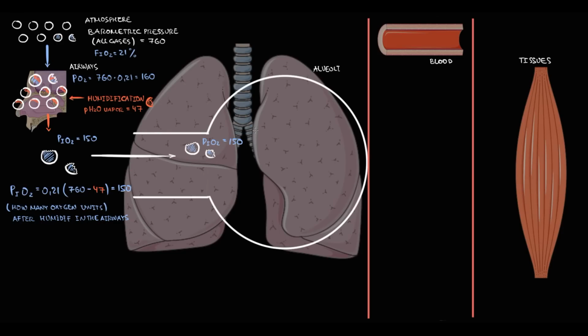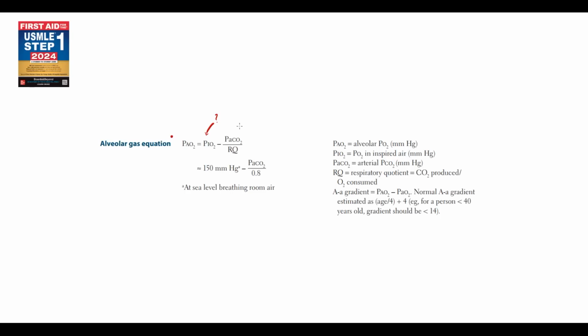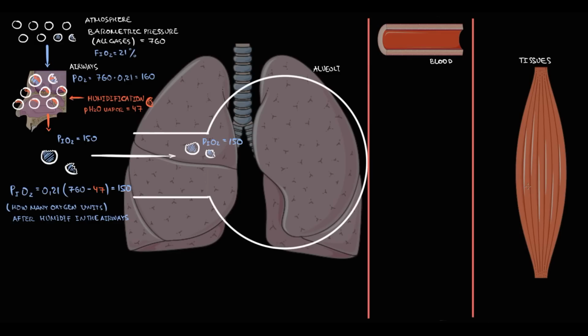So now we understand the first part of the formula. But what about the second part? Why do we include into the equation the partial pressure of carbon dioxide? So let's explain the role of carbon dioxide and respiratory quotient. During cellular respiration, as a waste product, tissues produce carbon dioxide. After this, carbon dioxide diffuses into the blood. And the partial pressure of carbon dioxide in the arterial blood is normally around 40.